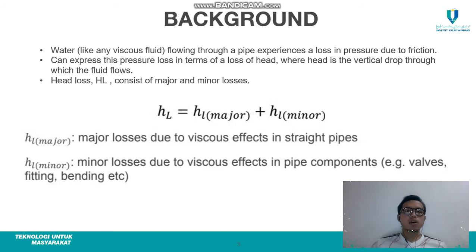For the background study of the lab, water, like any viscous fluid flowing through a pipe, experiences a loss in pressure due to friction. We can express this pressure loss in terms of the loss of head, which is the vertical drop through which the fluid flows. Head loss consists of major and minor losses, and this is the equation: head loss equals head loss of major plus head loss of minor.